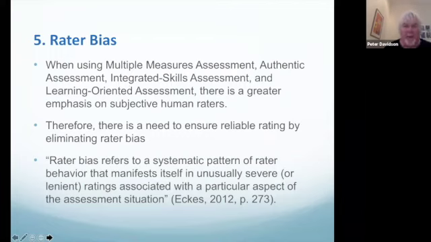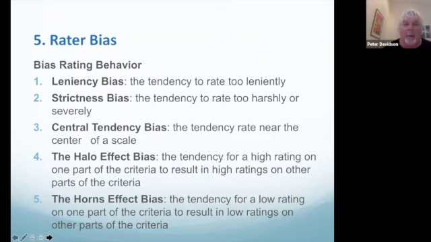X defines rater bias down the bottom as a systematic pattern of rater behavior that manifests itself in unusually severe or lenient ratings associated with a particular aspect of an assessment situation. So the rater is biased in some way, and it causes them to be really severe or lenient. And it's not just the student's response or performance or script that's part of the marking. It's the rater's bias. So this is manifest in a number of different ways. I started getting into this, and I find this whole thing quite interesting.